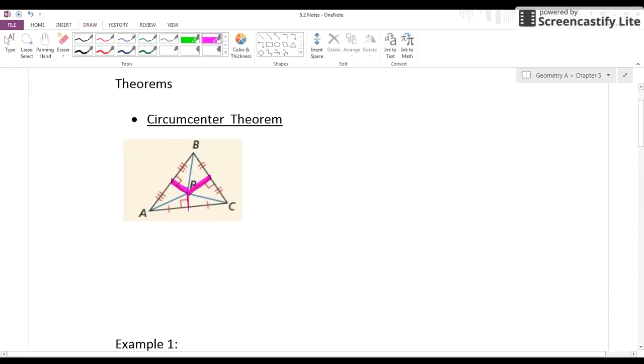So where these three pink highlighted segments meet, that's your circumcenter P, right? So just remember, P is your circumcenter. Excuse the bad handwriting, but again, P is the circumcenter. And again, we know that because those pink highlighted lines are your perpendicular bisectors, okay? So now what do I know if we have a circumcenter in a triangle? Well, let's write down the theorem.